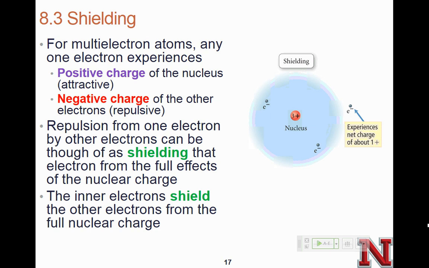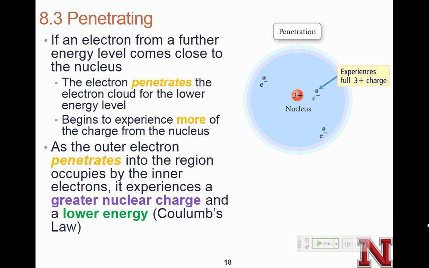We're getting those inner electrons shielding the positive charge from the outer electrons. So we're only experiencing about +1 of the charge, not the full 3+ charge. Whereas those 2 electrons that are closer to it are feeling that whole 3+. So they're held closer to the nucleus. Now the last thing is this concept of penetration. So we have to look at this one in a little bit more detail. It's a little bit harder to understand.